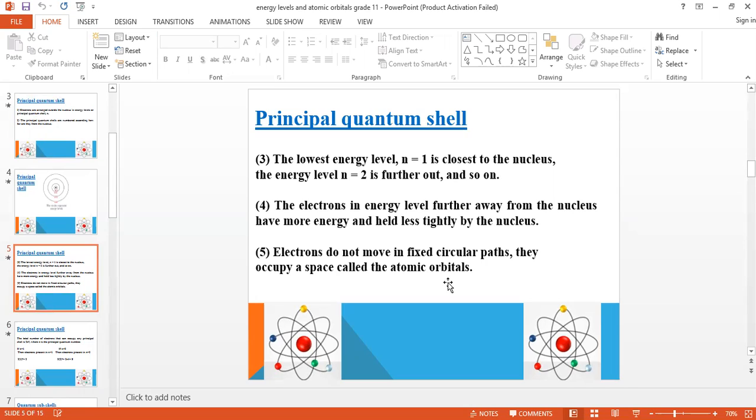Now, the third one: electrons do not move in a fixed circular path. They occupy a space called the atomic orbitals. Today you will learn what orbitals are. What are orbitals? Because we will use these terms, that's why I'm going to write them all down. Orbitals. Can you read number 5, please? What are orbitals?